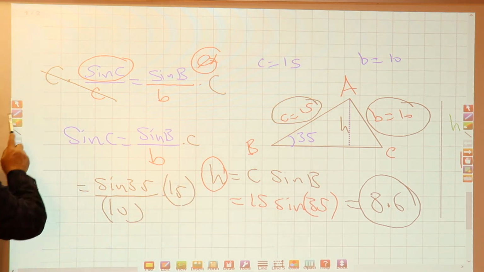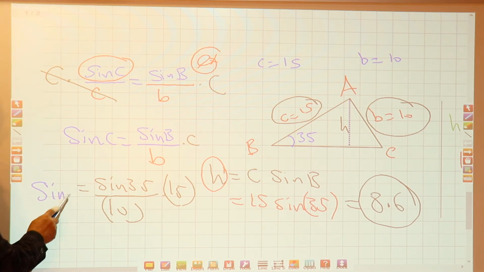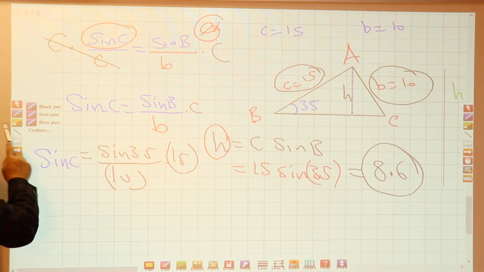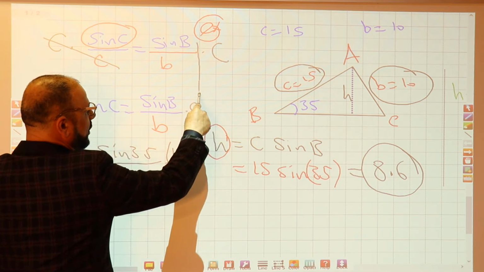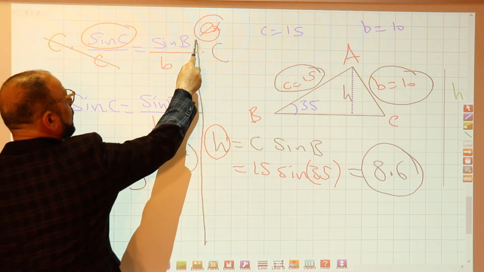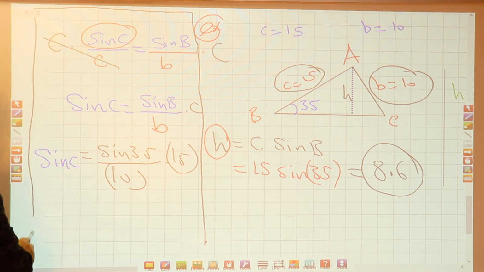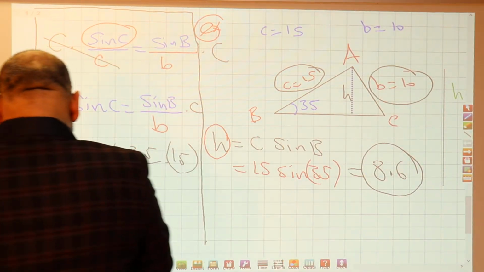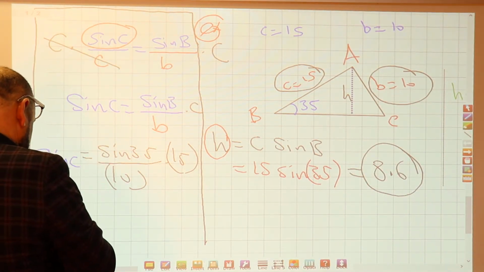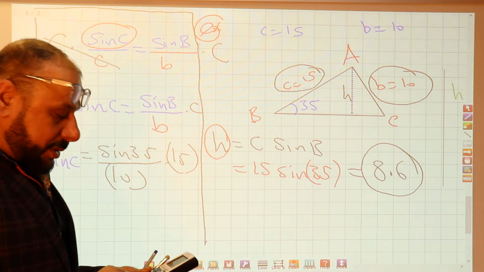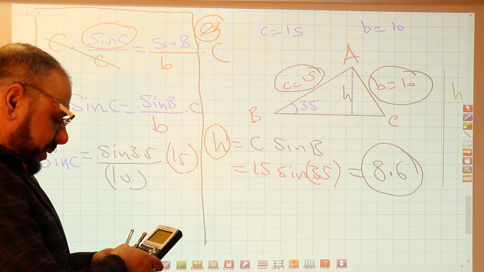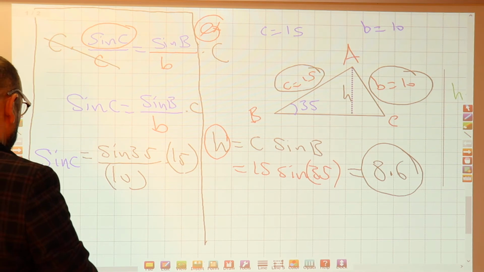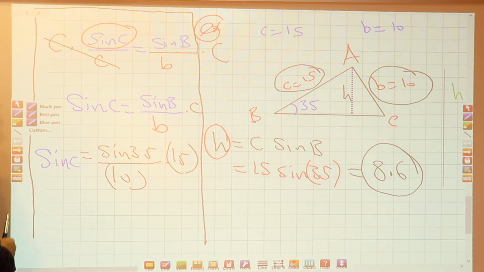Let me just find sine C. Then I'm going to do sine inverse. I'm using my calculator: 1.5 times sine 35. Always make sure you're in degree mode. That gives 0.86. Sine C equals 0.86.